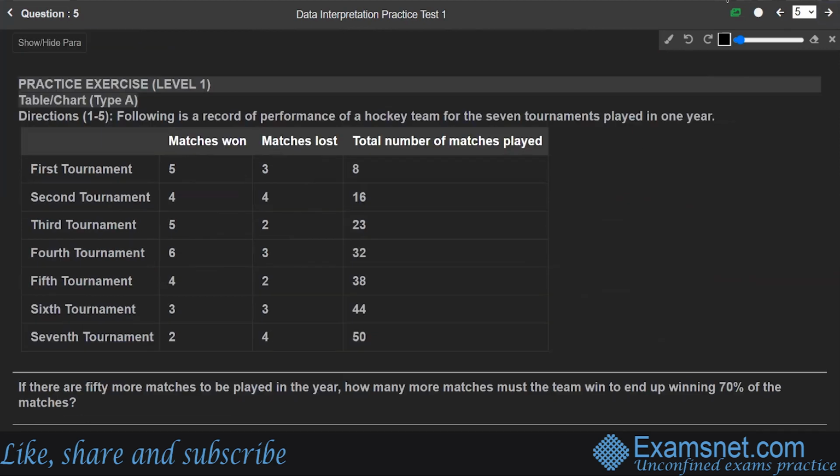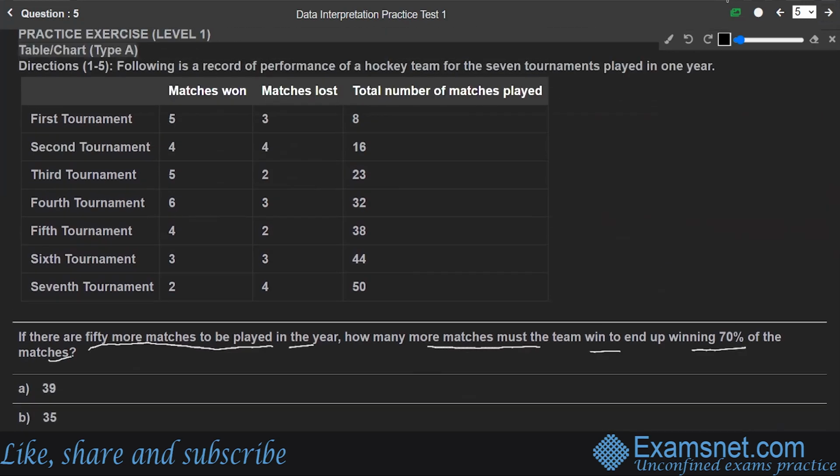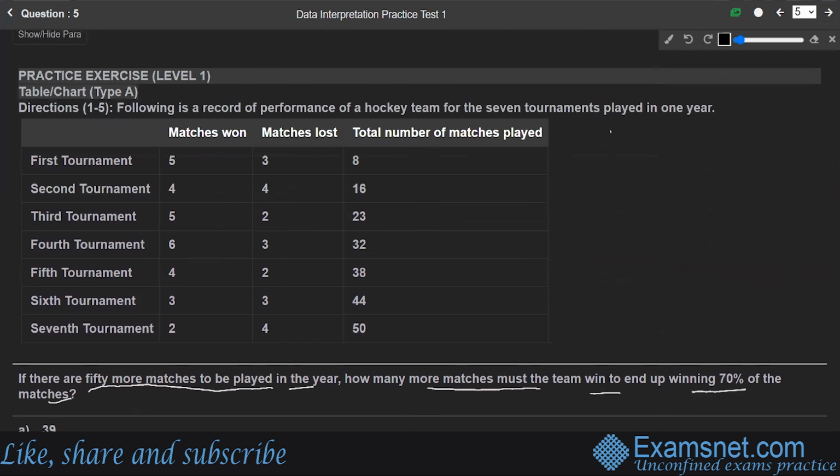Okay, for the same data, he's asking if there are 50 more matches to be played in the year, how many more matches must the team win to end up winning 70% of the matches? So there are 50 more matches being played. So how can we solve this? How many matches have been played by the team now? Till now, 50. He's saying 50 more matches are being played. So how many total matches will there be then? In that case, there will be a total of 100 matches.